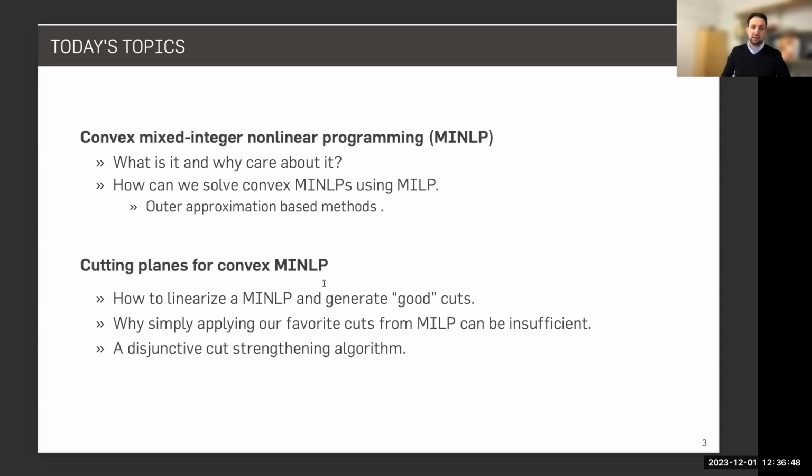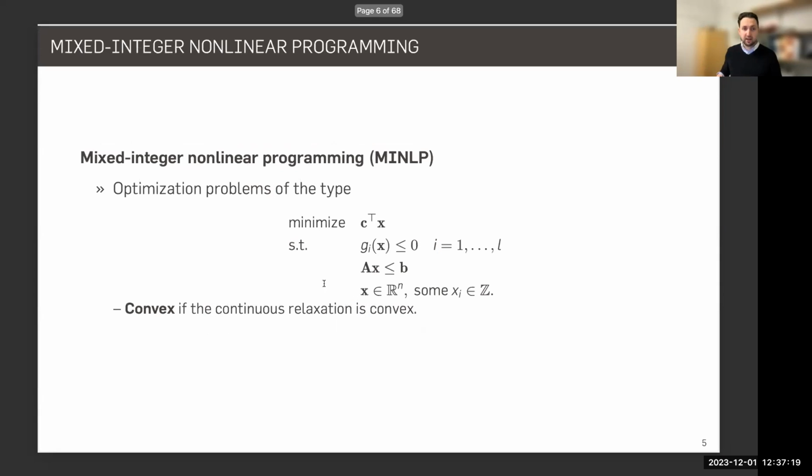So I'm going to be talking about convex MINLP in general. What is it about? Trying to boost your interest in this area, and also look at how we can solve convex MINLPs with a focus on outer approximation-based methods. And the other half, I'm going to be talking about cutting planes. How to linearize MINLP problems by generating good cuts. And I also want to argue why simply applying our favorite cuts from MILP can be insufficient. And finally, we're going to look at the cut strengthening algorithm. So let's dive into it.